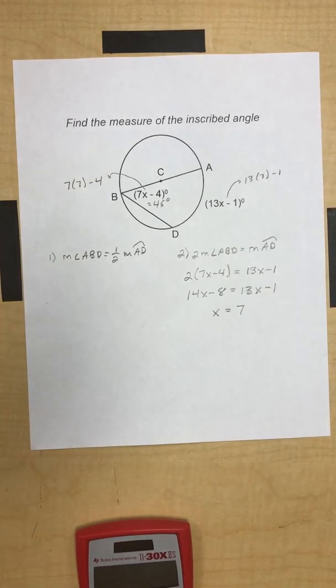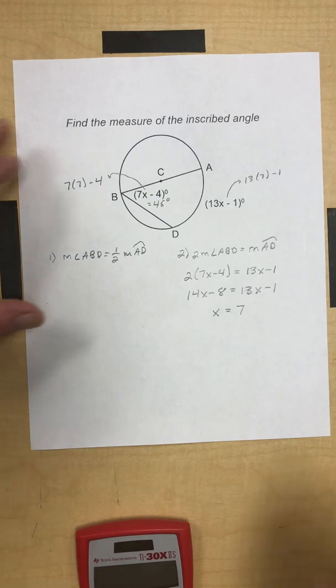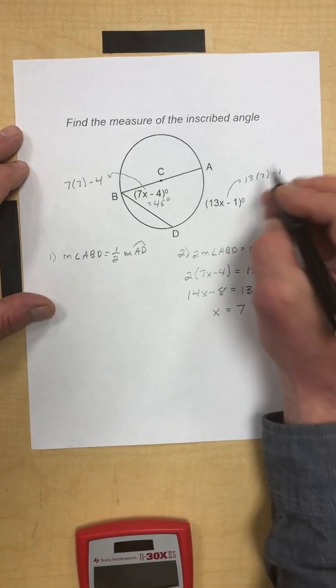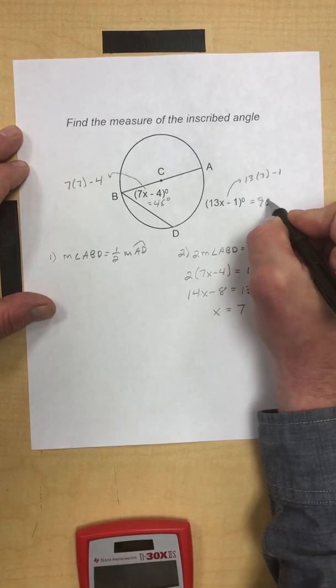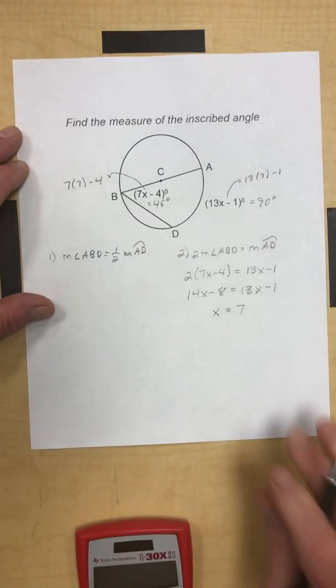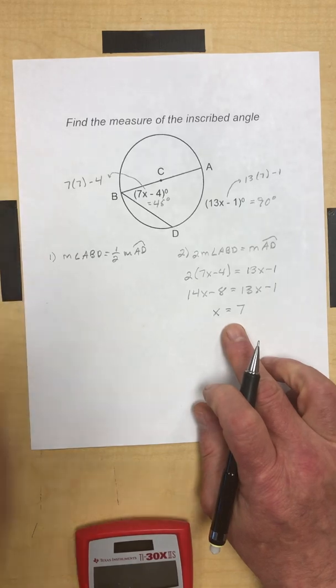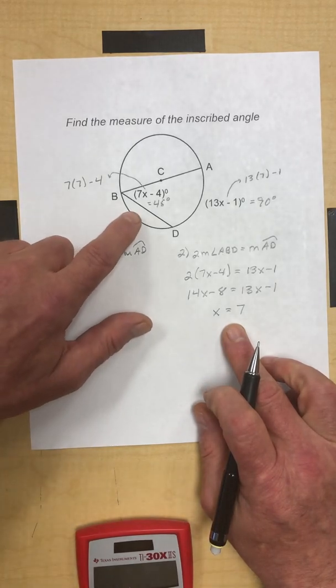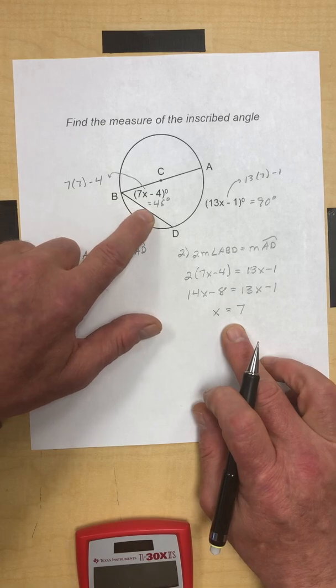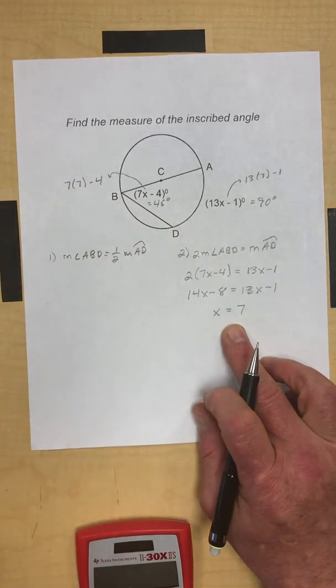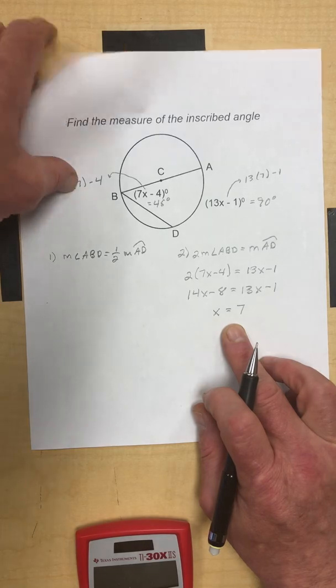And let's see, 13 times 7, well, that would be 70 plus 21, which is 91. So that's 91 minus 1. So obviously we get 90 degrees. So we're in good shape. x equals 7 works out. And that gives us accurate angle measures where the measure of the inscribed angle is half the measure of the intercepted arc.